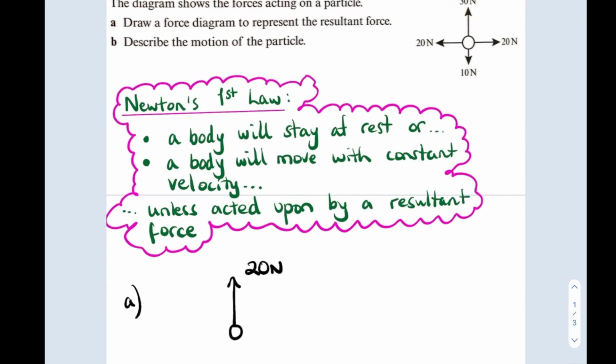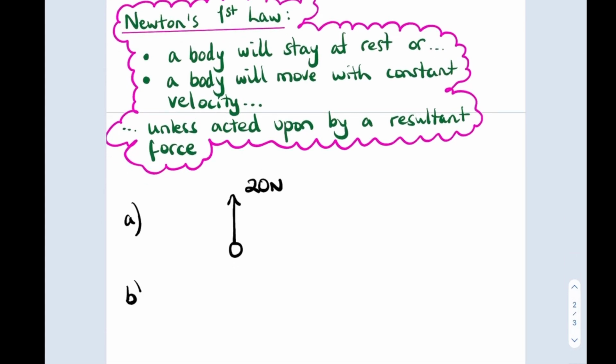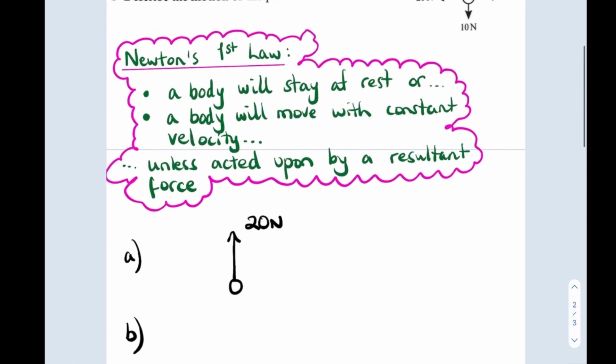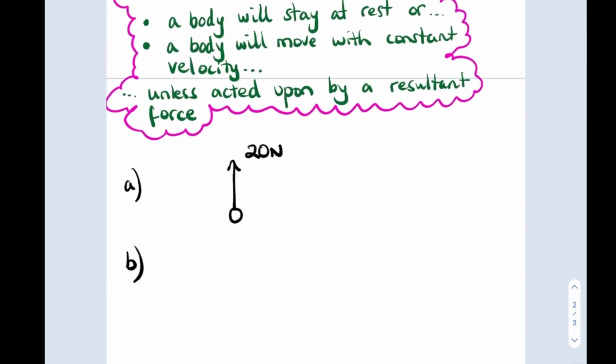So this particle, once you've taken into account all of the forces that are acting on it, the resultant force, so the overall one, is 20 newtons in the upwards direction. So for part B, when we describe the motion of the particle, we have this unbalance in the vertical direction, which will mean that the particle will actually accelerate upwards.